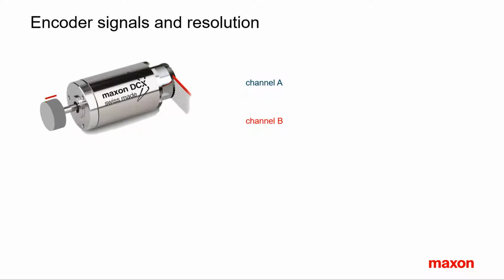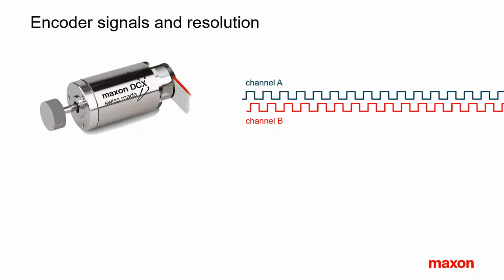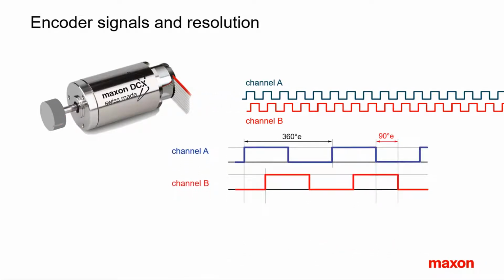There are several types and technologies of incremental encoders, but in the end they all give the same type of rectangular output signals. The characteristic parameter of incremental encoders is the number of counts per turn on each of the two channels A and B. This number can vary from about 16 up to several thousand. Typical values for many applications lie in the range between 100 and 1000 counts per turn.